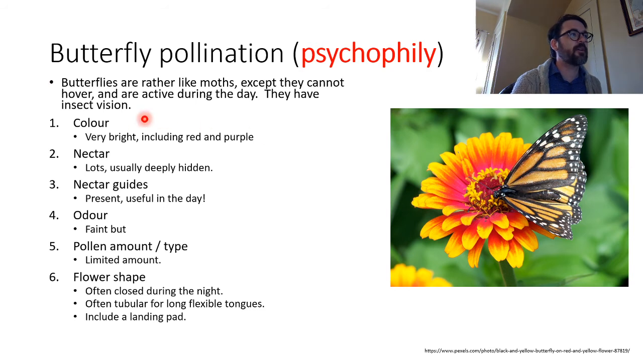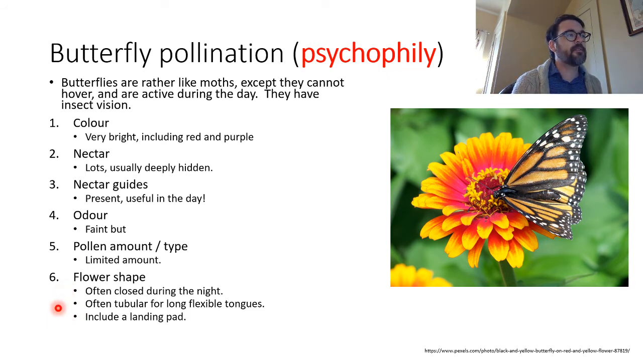So again, you're going to have very bright colors, including red more often. Lots of deeply hidden nectar, because again, butterflies have long tongues. You're going to have nectar guides, because these are useful in the day, when there's light out. There's a faint odor. Limited amounts of pollen. And again, often closed during the night because you're attracting things that come during the day.